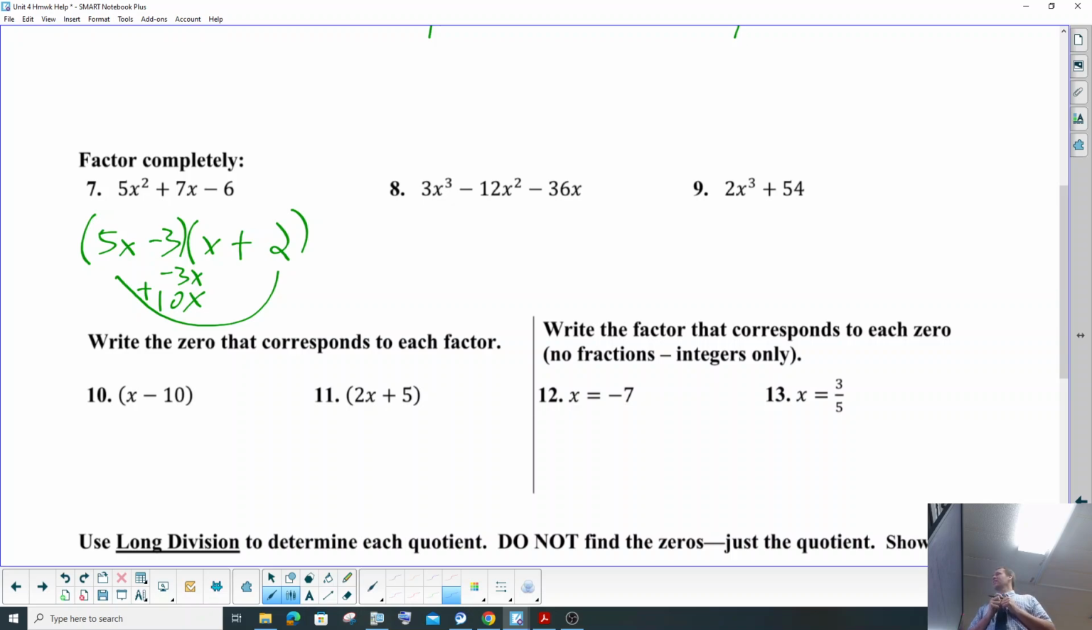There we go. Ooh, pull out a 2. So number 9, when you pull out a 2, not an x, but just a 2, you're left with x cubed plus 27, right? So you'd like that to be your final answer.